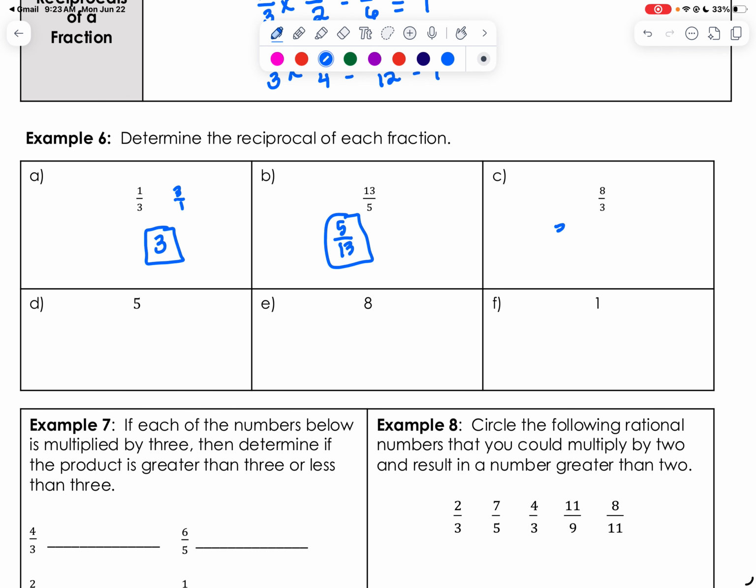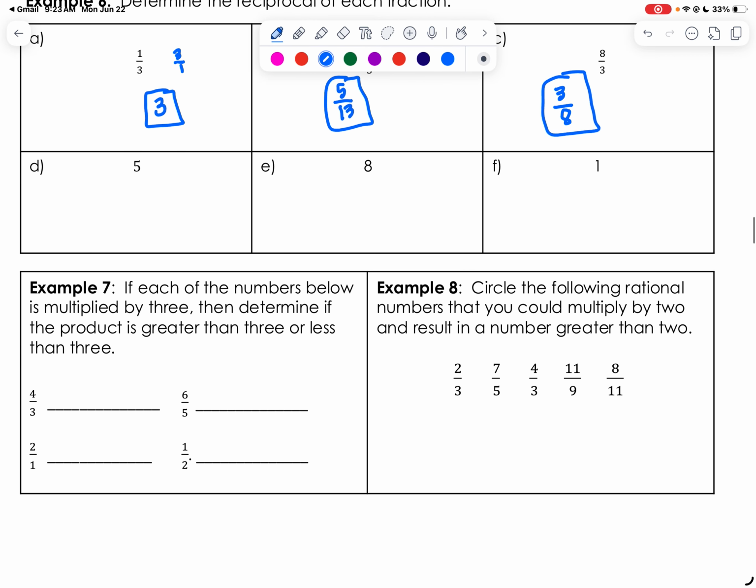All right, welcome back. Hopefully you said the reciprocal of 8/3 was 3/8. All right, problem D. What is the reciprocal of 5? This one sometimes catches people off guard and they're not sure. Maybe it will help you if you write 5 as a fraction. If I write 5 as 5 over 1, it's easier to flip it over and find the reciprocal. So the reciprocal of 5 is 1 over 5.